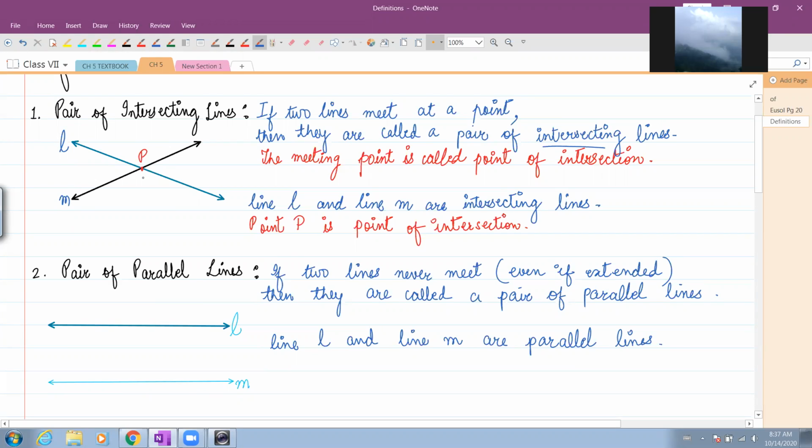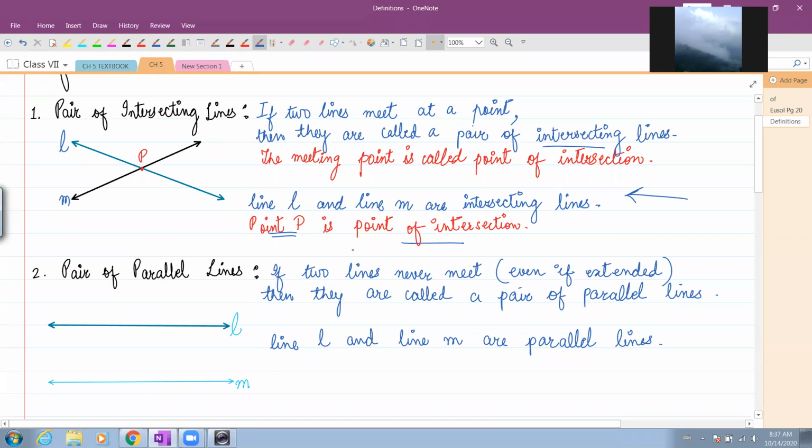They are intersecting, which means they are crossing each other at a point. The name of the point is P. So I can say that line L and line M are intersecting lines, as I've written here. And the point P will be called the point of intersection.